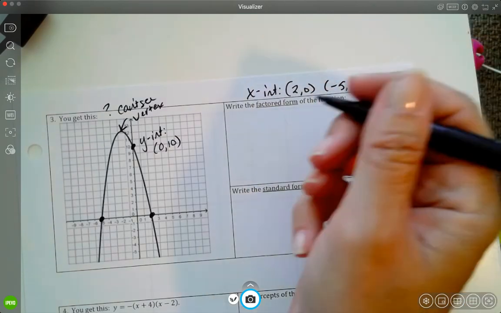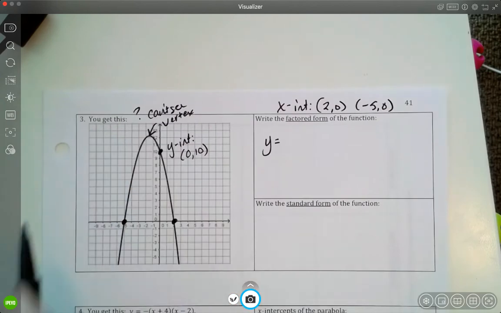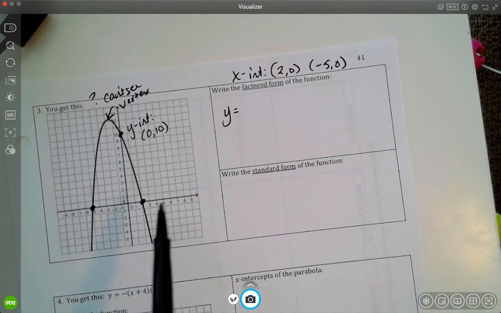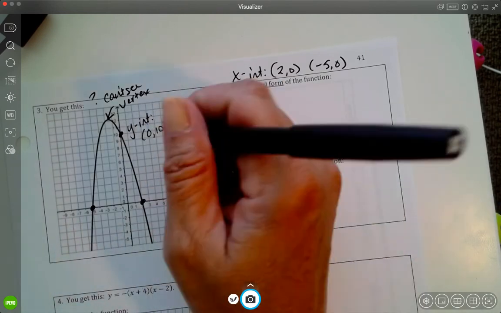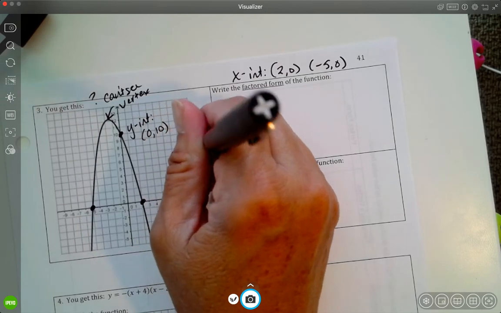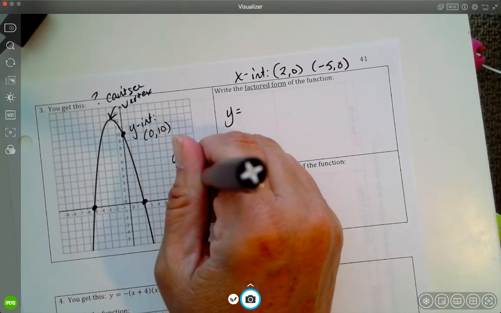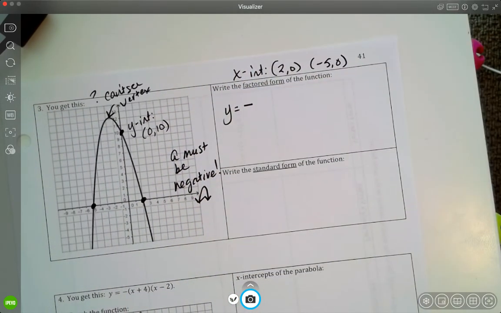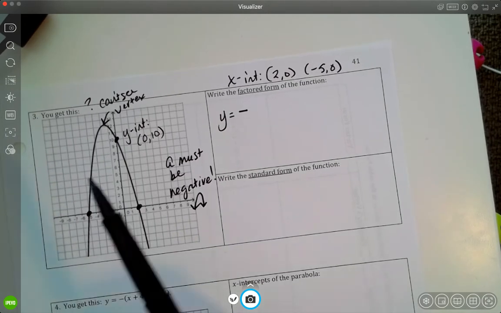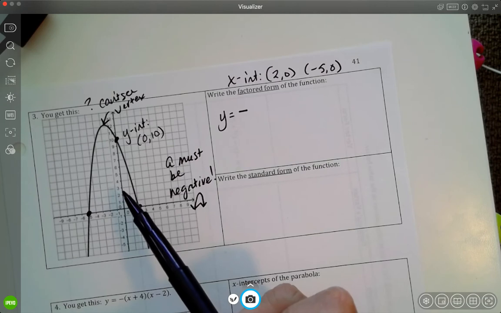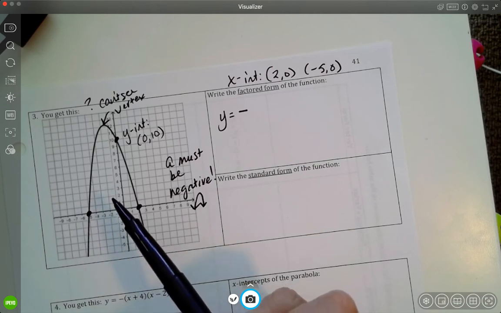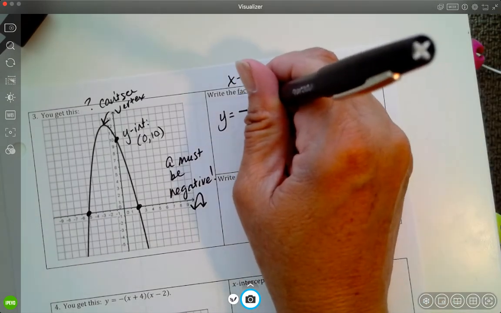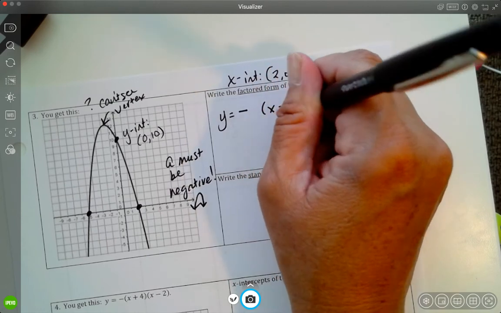All right, so factored form is going to be y equals, okay, now notice that this goes down. Since it opens downward, I know that a has to be negative. So a must be negative because it opens down. Okay, but I don't know if this is more narrow or wider than the parent graph. So I need to leave room to see if a is some other number than negative 1. Okay, and then I have x minus 2, almost like the opposite, times x plus 5.